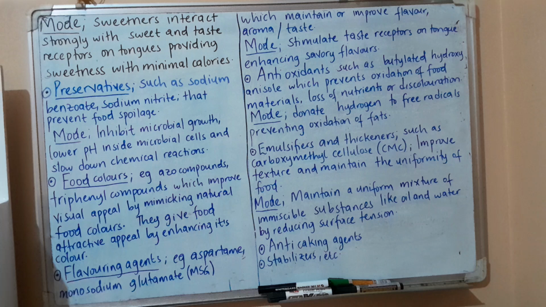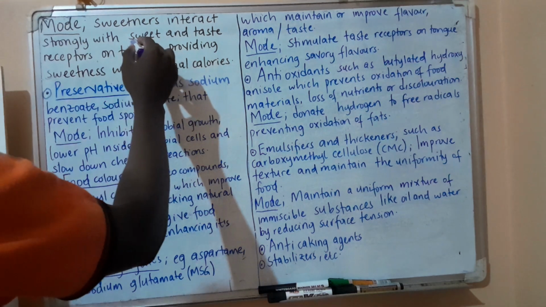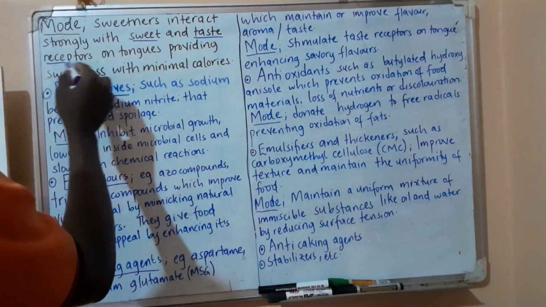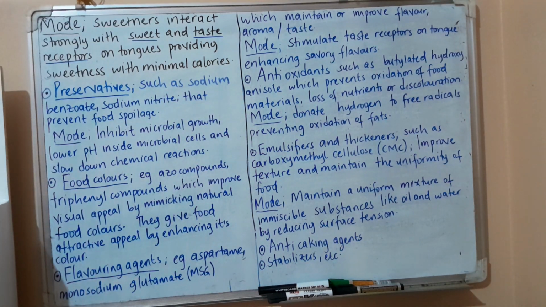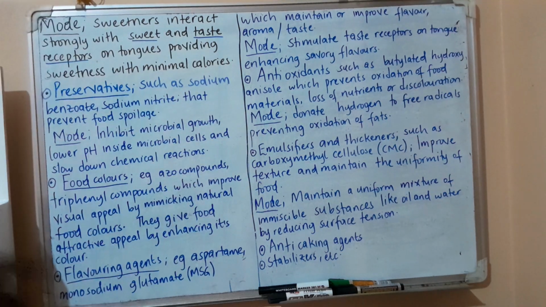So we had stopped on artificial sweeteners. Their mode of action: they interact with the sweet taste receptors. Remember that the function of sweeteners is to add sweetness to food without introducing extra calories. To do that, they interact strongly with taste receptors and sweet receptors on the tongue, so that they provide sweetness but with minimal calories.